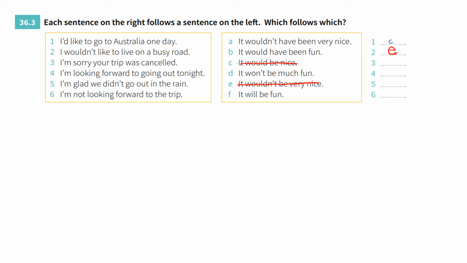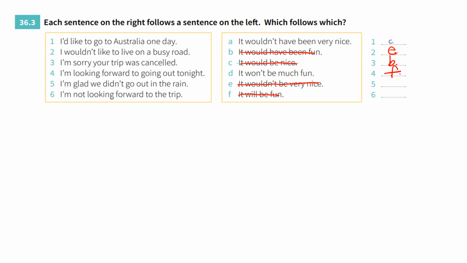Number 3, I'm sorry your trip was cancelled. Okay, B, let's think about B. It would have been fun. So if you went, it would have been fun. So let's put B here. I'm sorry your trip was cancelled. It would have been fun. And number 4, I'm looking forward to going out tonight. Okay, so this is present. It will be fun. So F, it will be fun.